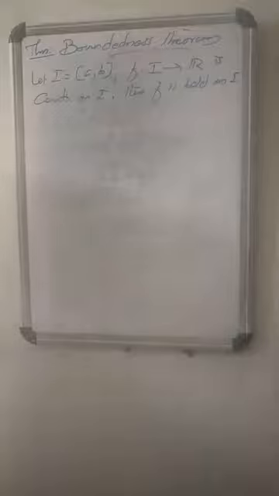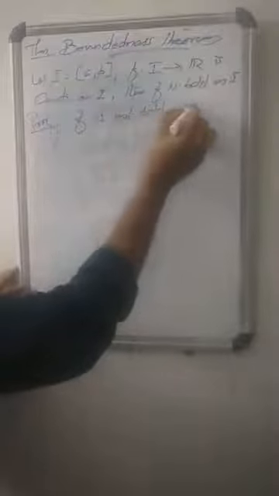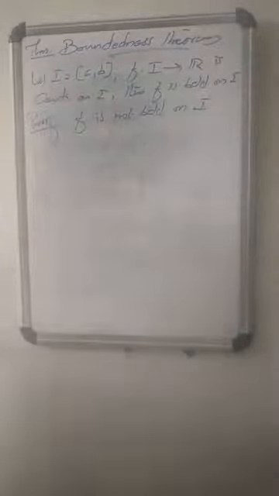Then we have to show that f is bounded on I. How? Its proof is by contradiction. First suppose that f is not bounded on I.